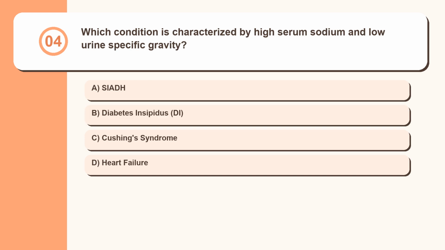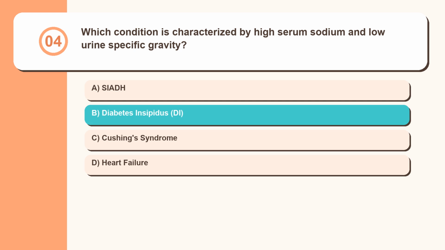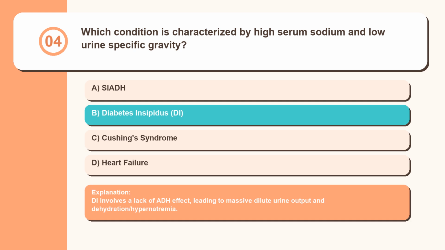Question 4. Which condition is characterized by high serum sodium and low urine specific gravity? SIADH, diabetes insipidus, Cushing's syndrome, heart failure. Diabetes insipidus involves a lack of ADH effect, leading to massive dilute urine output and dehydration/hypernatremia.